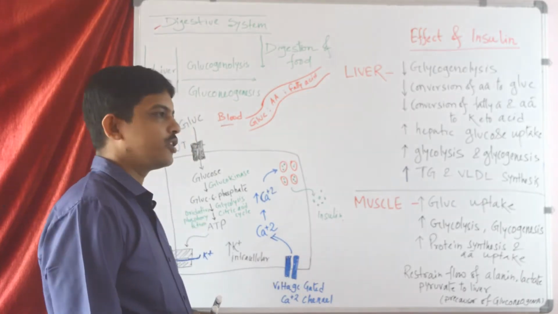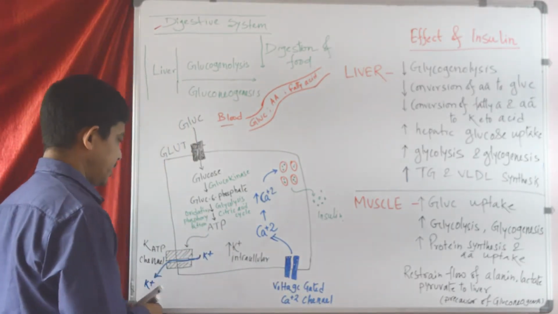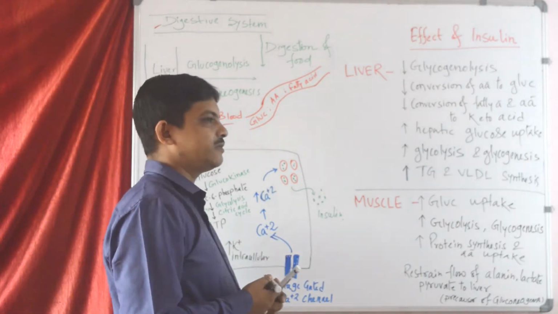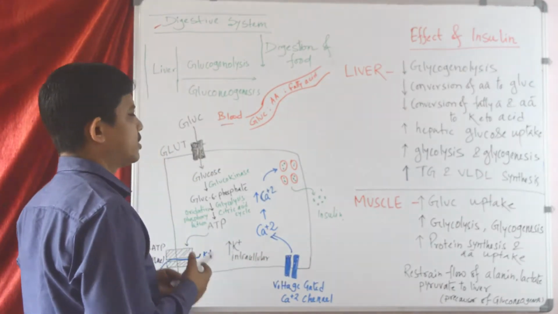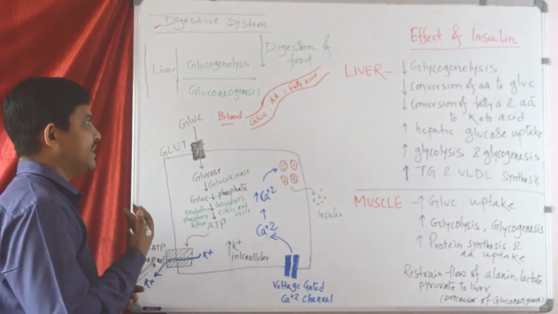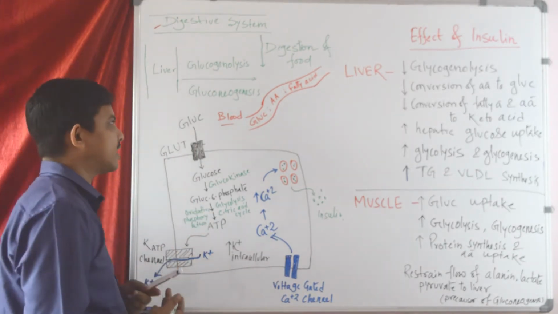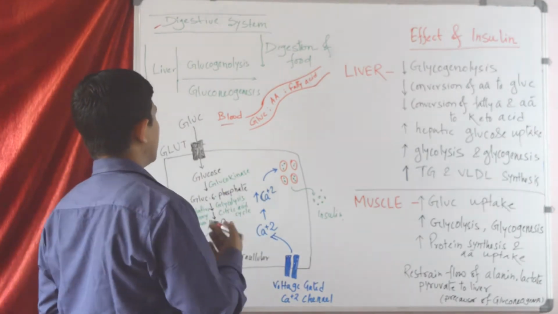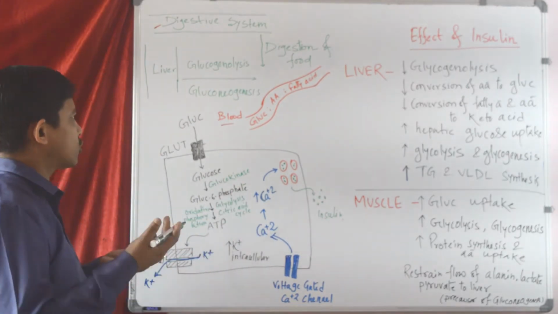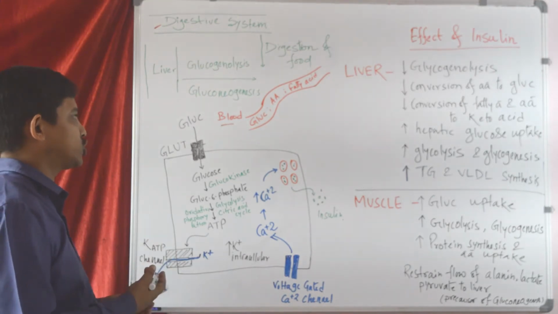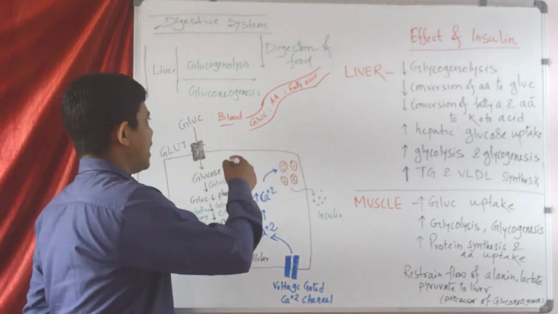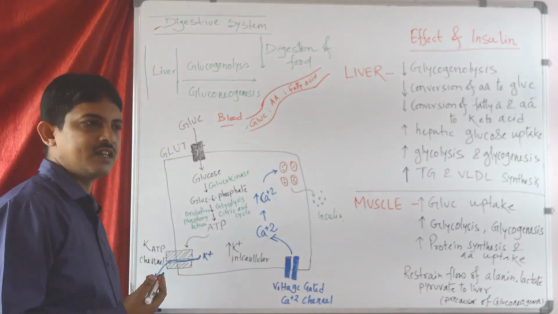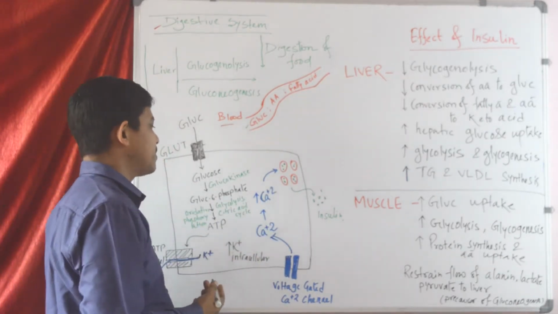Next we are going to discuss the release of insulin. Whenever we take food, it is digested in the digestive system, the intestine, and then enters the circulation. Similarly, from the liver, through glycogenolysis or gluconeogenesis, glucose, amino acids or fatty acids will be present in the blood.